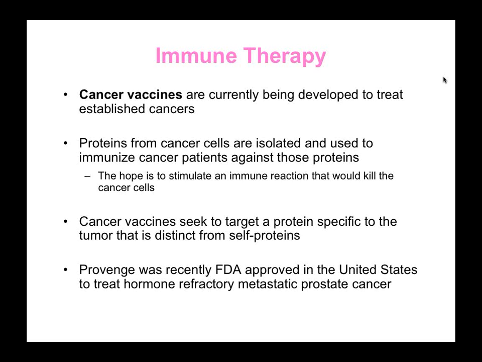So there was a recent approval by the FDA of Provenge, which is a vaccine used now to treat hormone-refractory prostate cancer. So I think in the future we're going to see many more of these initiatives and development and research into the use of cancer vaccines for a number of different tumor types.